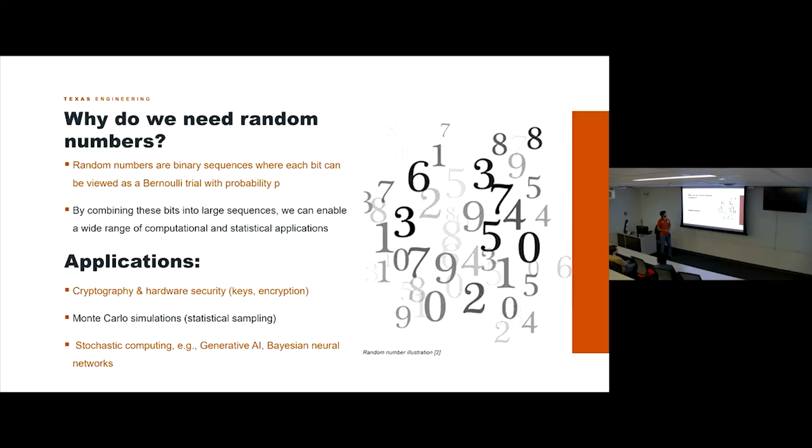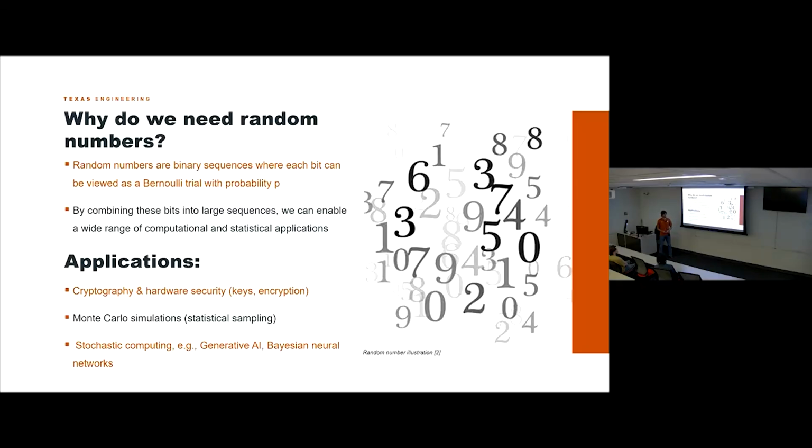So why do we need random number generators? Random number generators are like binary sequences where you can think of each bit as a trial with a probability of 1 or 0, if you have taken a statistics class. If we combine a lot of those bits together, we can create large scale random numbers, for example for encryption for data security.